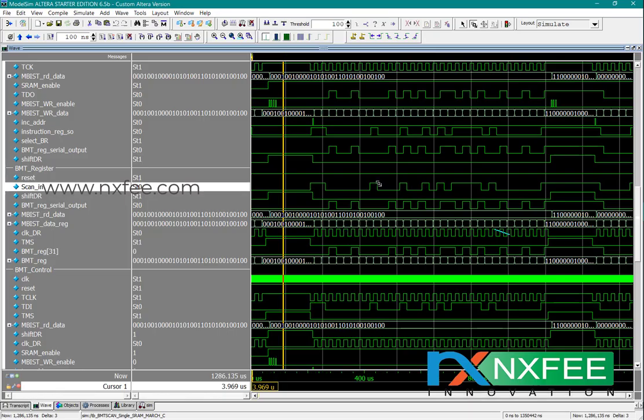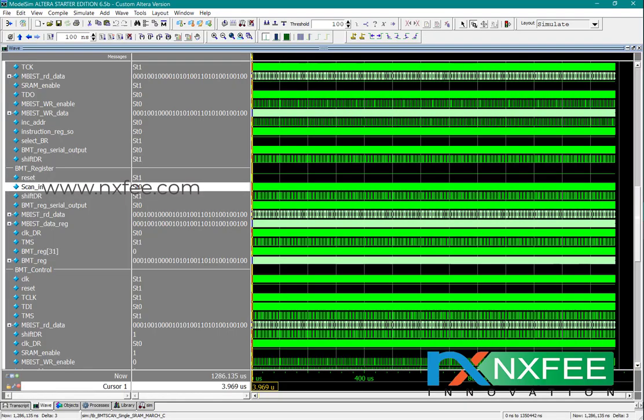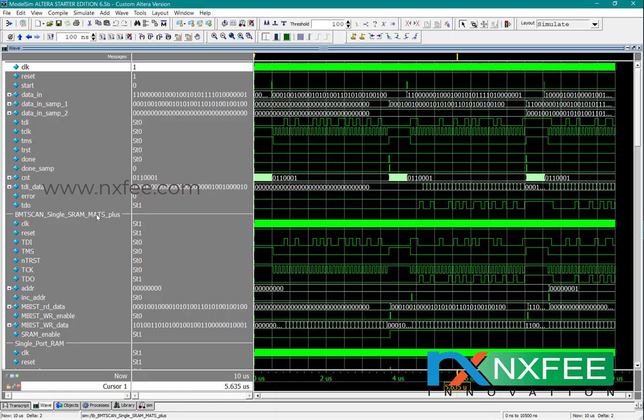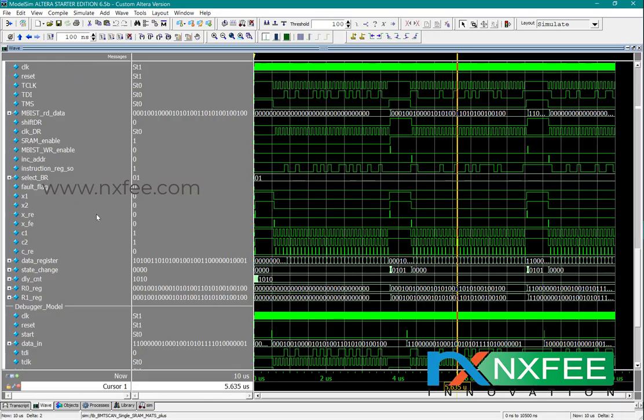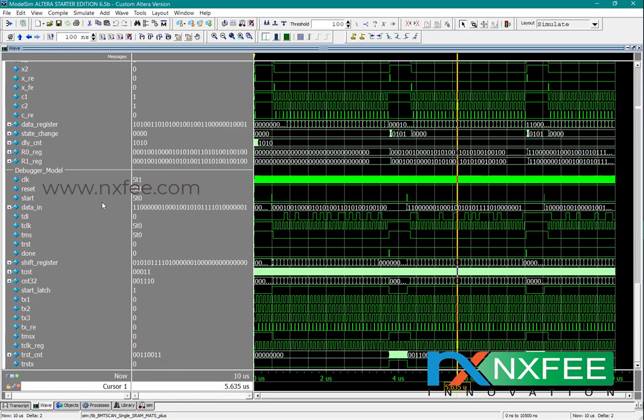The same method we followed for the MATS plus algorithms. This one is the MATS plus algorithm. Here we use only one register, so only the R0 register is used.